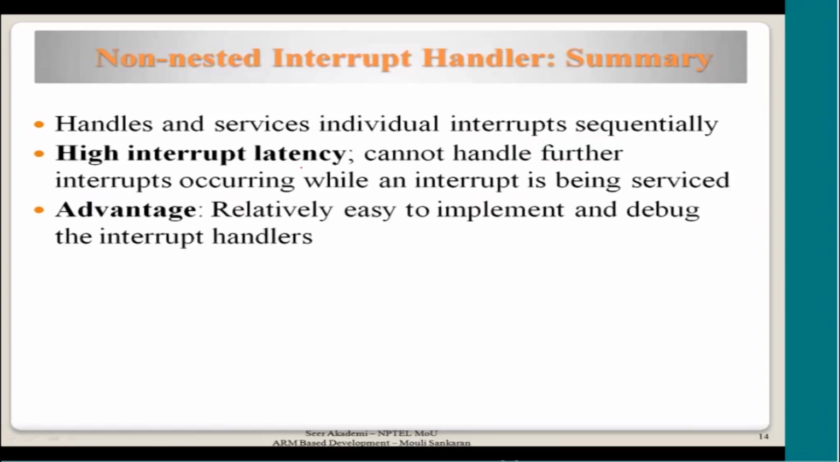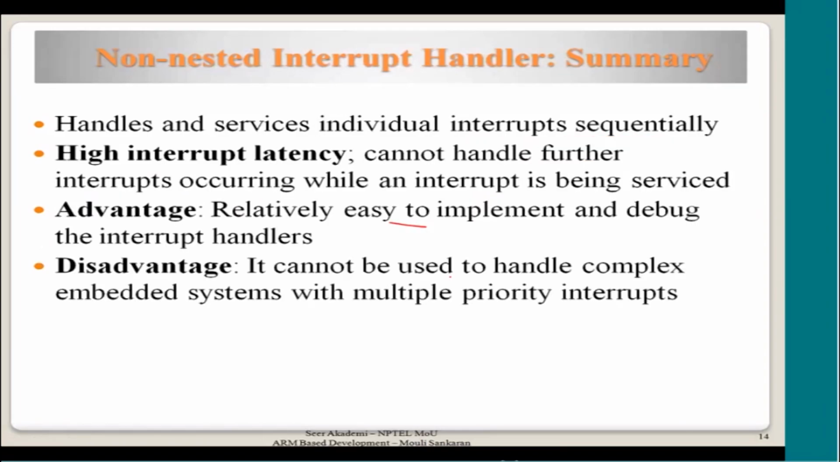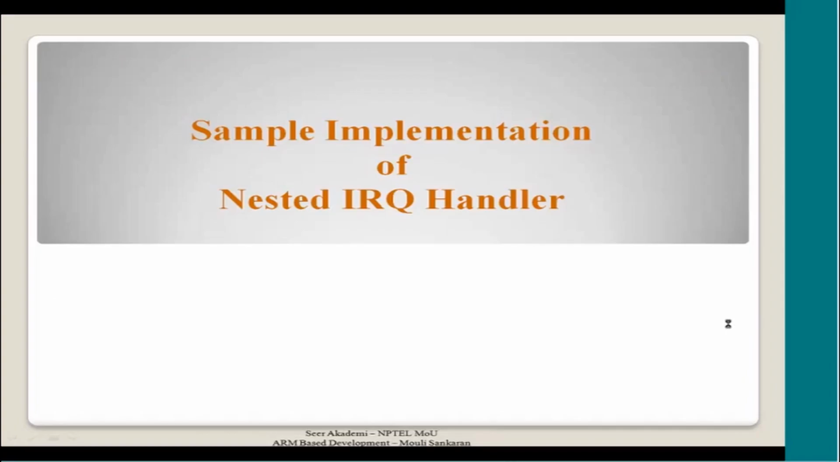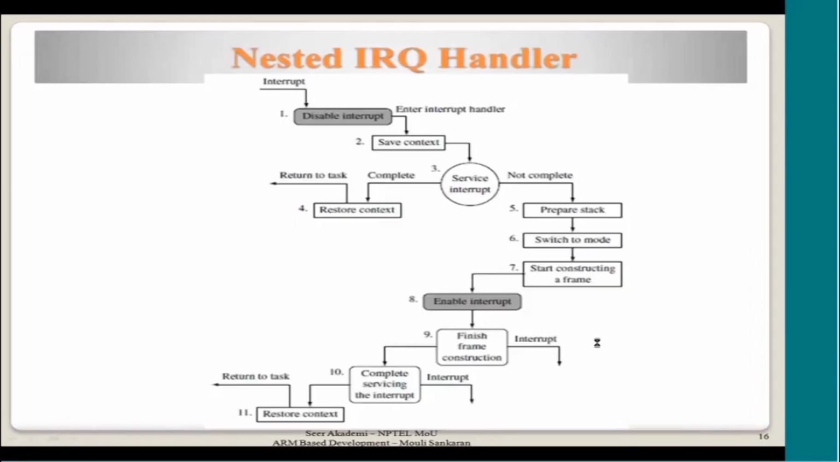Advantage: relatively easy to implement and debug. Disadvantage: it cannot be used to handle complex embedded systems with multiple priority interrupts. Understood? Are you all ready for the nested IRQ handler? Good. You have to pay a lot of attention here because it's a little more complex. Don't worry about this particular flow diagram. It is very simple.